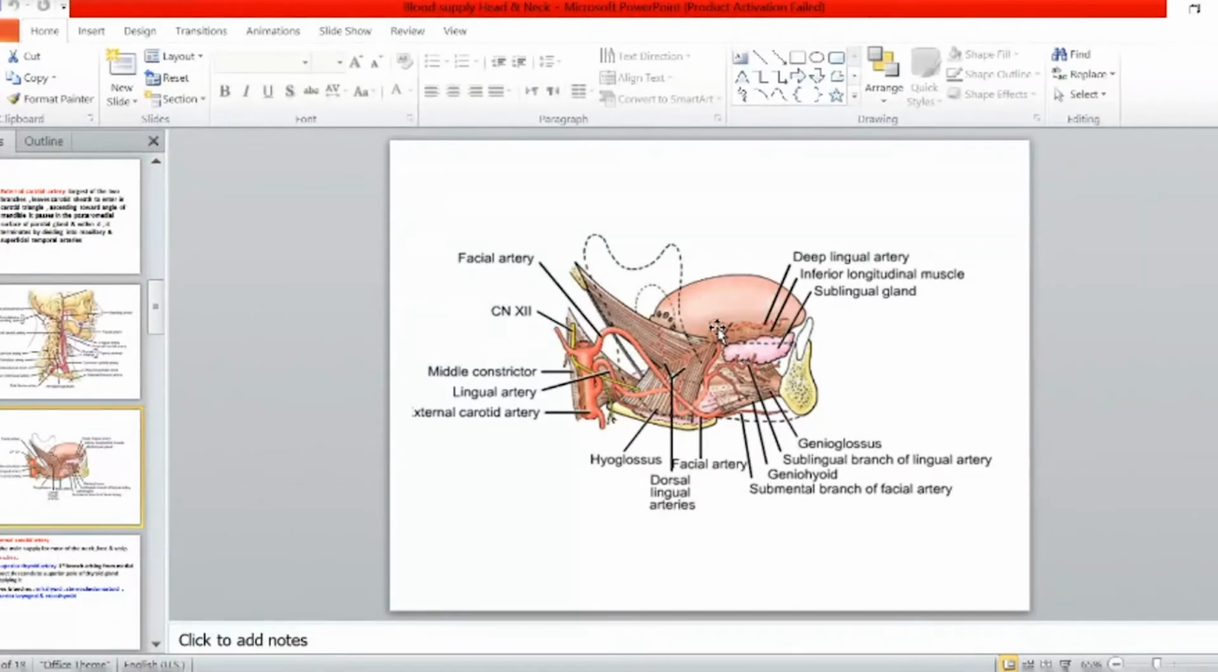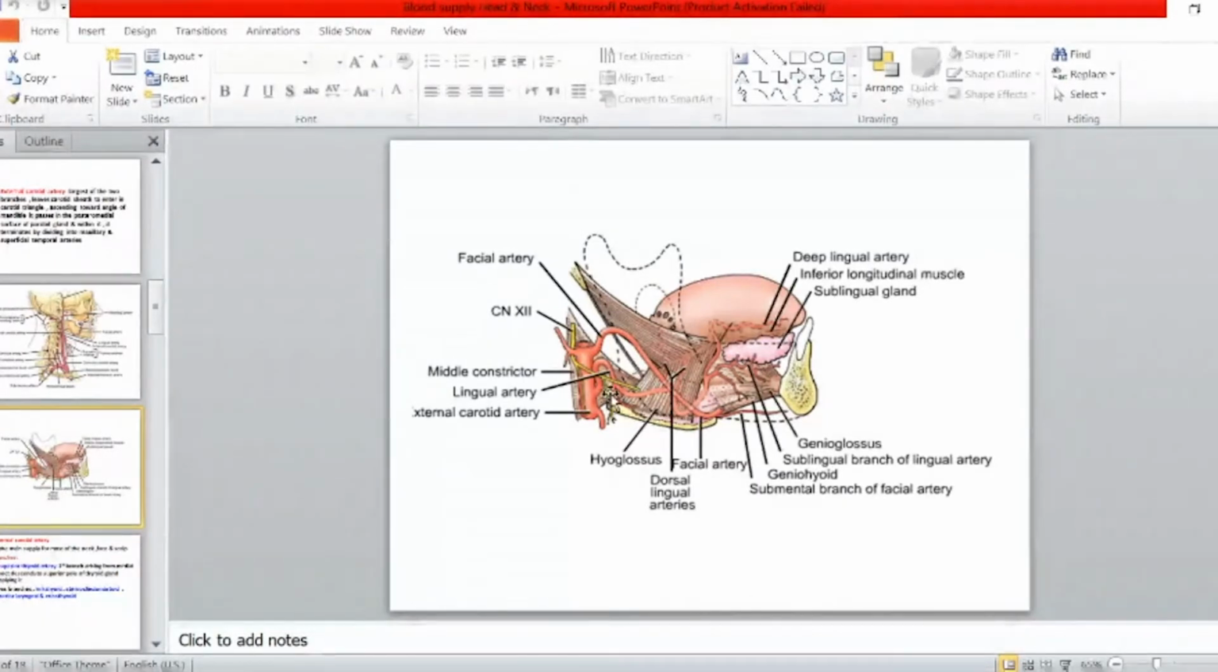The lingual artery arises again within the carotid triangle, passes toward the submandibular triangle, and then passes deep to the hyoglossus muscle. This here, it has been removed, the hyoglossus.